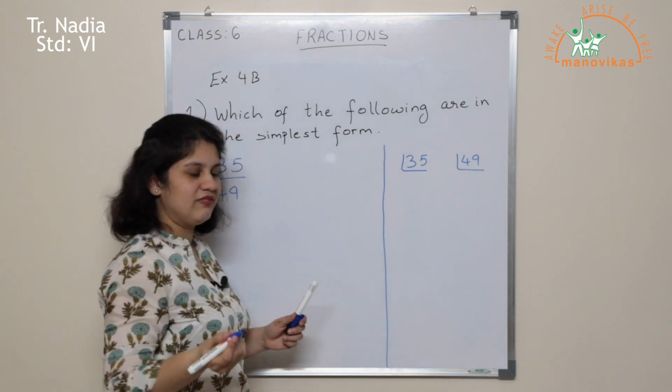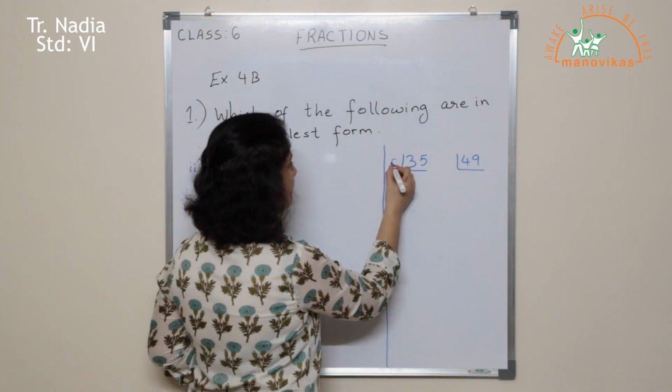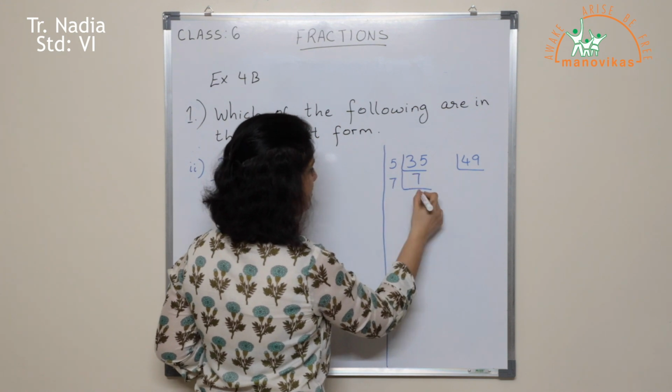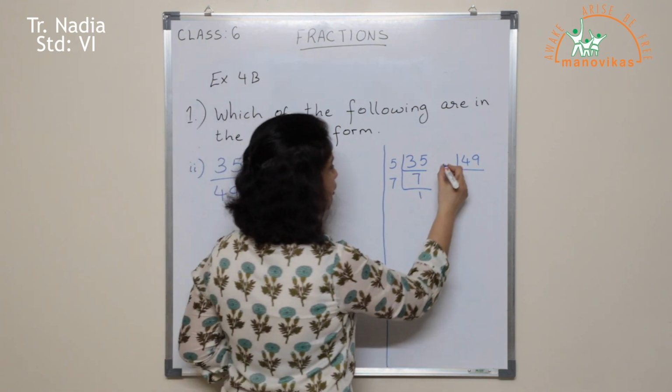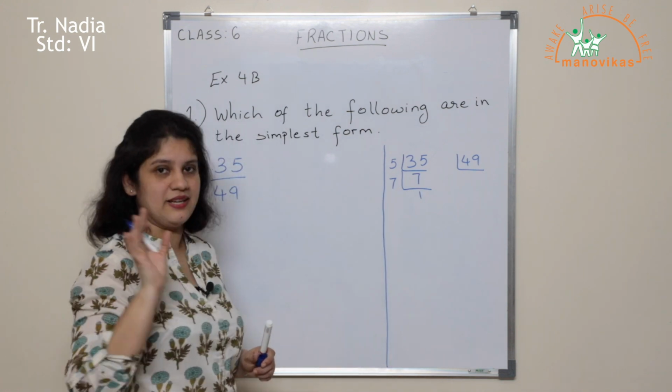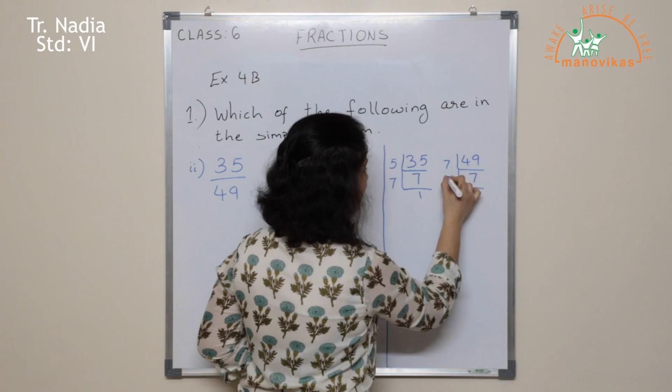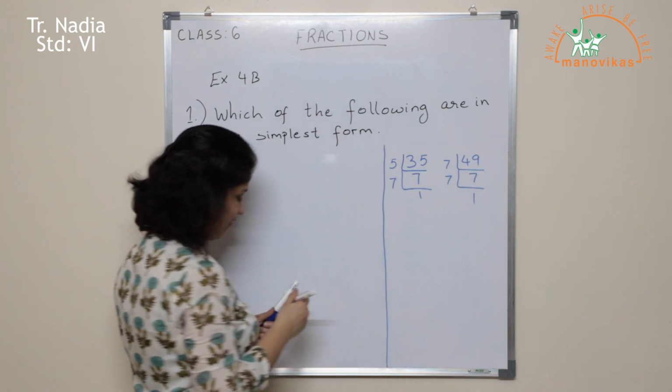35 is a number ending with 5, so I'll make use of the 5 table. 5 7s are 35. 7 is a prime number, so 7 1s are 7. 49, the moment you see 49, please remember the 7 table. 7 7s are 49. 7 is a prime number, 7 1s are 7.